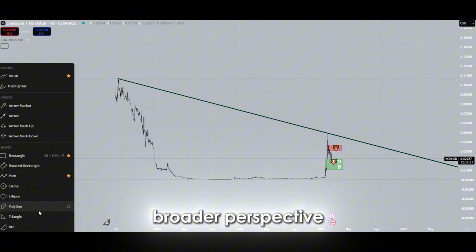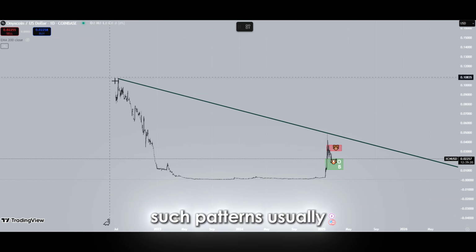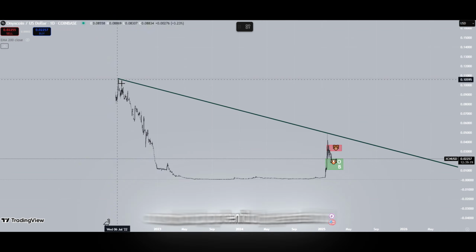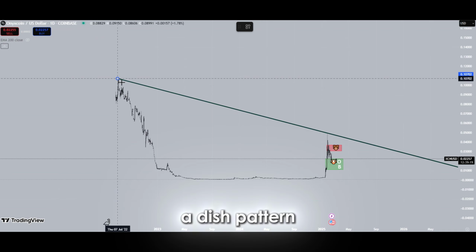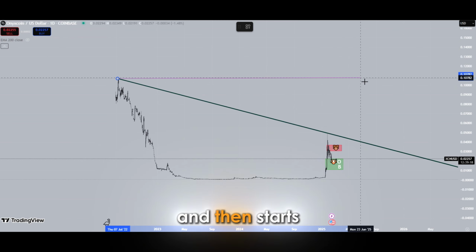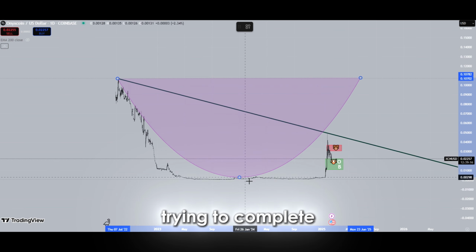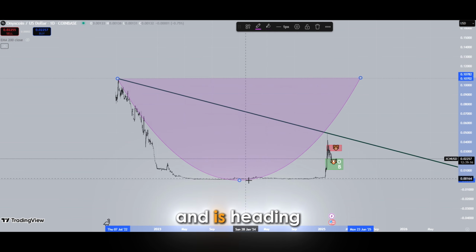Looking at the chart from a broader perspective, we can see that a distinct bull pattern has formed. Such patterns usually indicate a strong rebound and a potential uptrend. A dish pattern occurs when the price forms a bottom after a period of decline and then starts to rise again. We are currently observing that the price is trying to complete this pattern and is heading towards the upper resistance level of the dish.